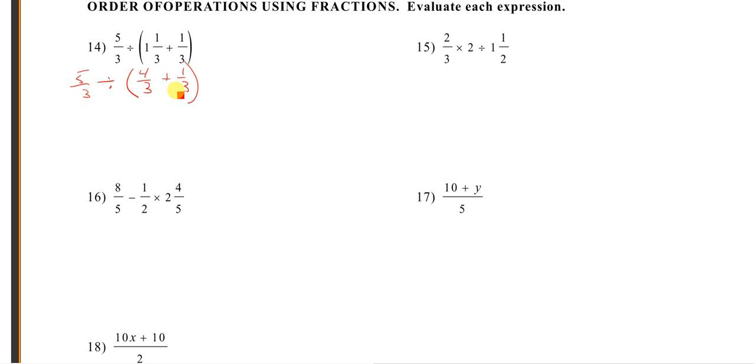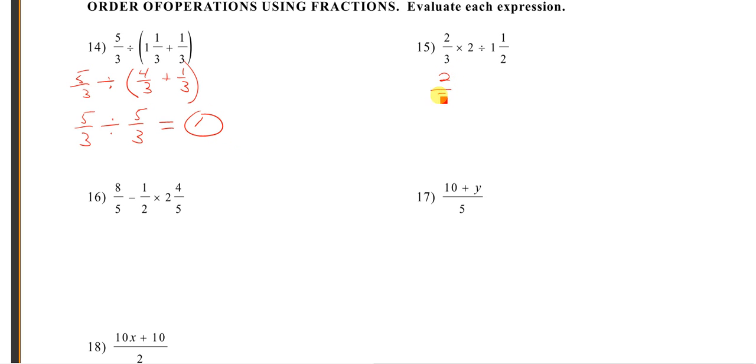Okay, so now I'm going to do the parentheses first. So I have 5/3 divided by, and I have 4 plus 1/3, right? So this is a common denominator, so the numerators add. That would be divided by 5/3. And of course, anything divided by itself, 5/3 divided by 5/3, we don't even have to think about that. That's going to be 1. Let's move to the next problem.